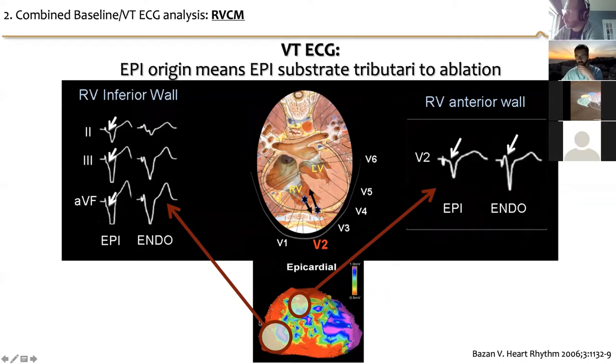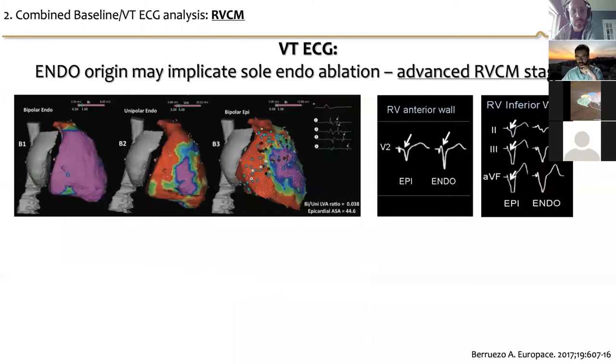And for the other most frequent origin of VT in the setting of right ventricular cardiomyopathy, the basal inferior right ventricle, you will have pure QS complexes in the inferior leads during epicardial VTs. And on the contrary, if the VT arises from the endocardial counterpart, you will get an initial, although tiny, R wave in these inferior leads.